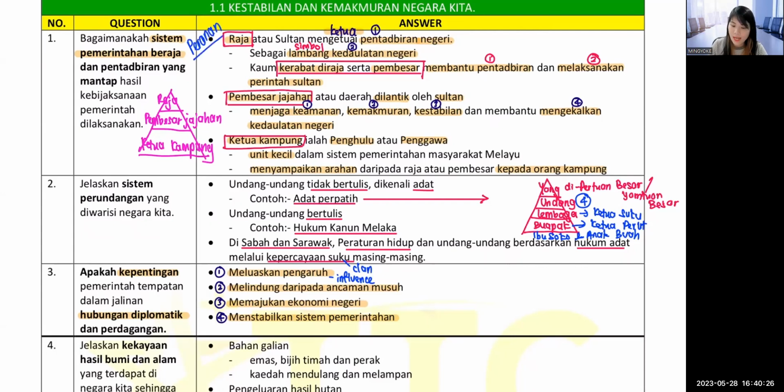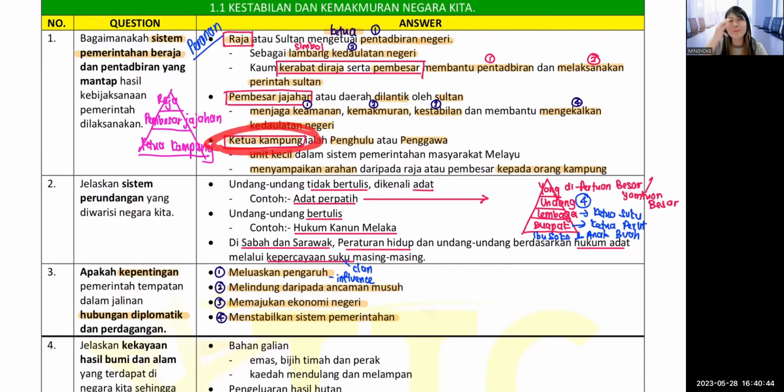Okay? If they ask you peranan pembesar jajahan, the peranan is to menjaga keamanan, 1 mark, menjaga kemakmuran, 2 marks, kestabilan, 3 marks, mengekalkan kedaulatan negeri, 4 marks. See, 4 answers, the key points.